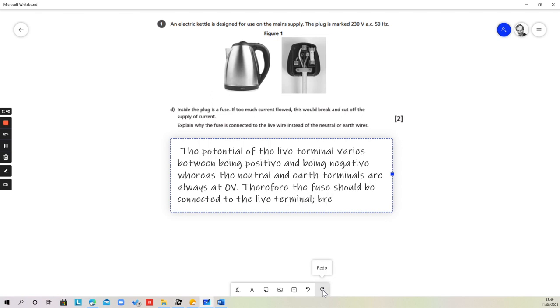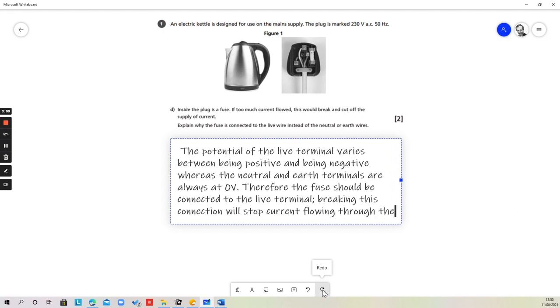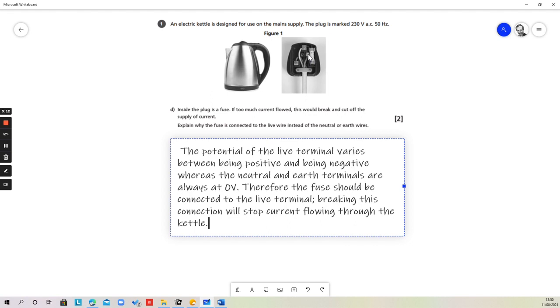This is over at the right hand side of the plug, so that if the fuse blows or breaks, breaking this connection will stop current from flowing, because that's the purpose of the fuse, to break the circuit. It'll stop current from flowing through the kettle, the appliance that's being used here. So if the fuse blows, there's no way that electricity can get through from the live terminal, and it's the positive and negative potential at the live terminal which makes the current flow in the first place.